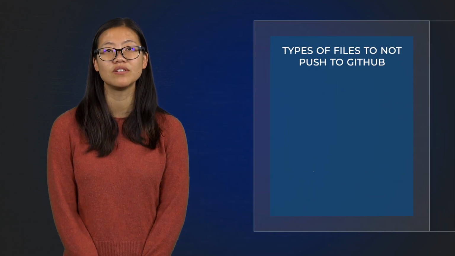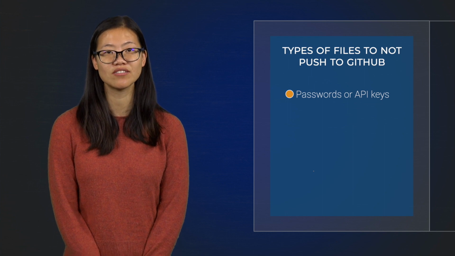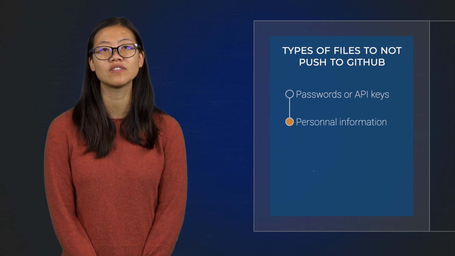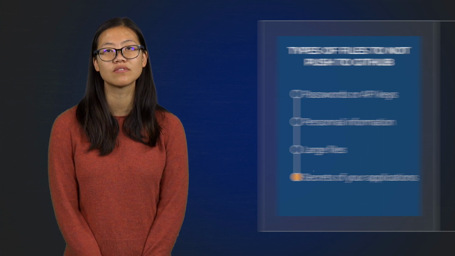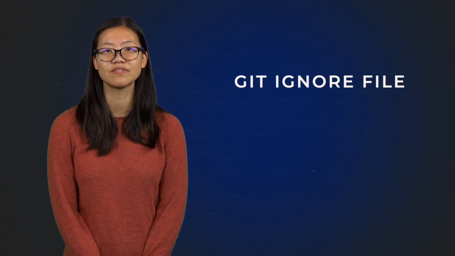The second thing I want to mention briefly is called a Git Ignore file. A lot of times when you are working with other people on a coding project, there are some files that you don't want to push up to GitLab or GitHub for security purposes. For example, your passwords or API keys, personal information, large files, or secrets of your applications. In order to protect your project, you can use the Git Ignore file. Let me show you how to create one.